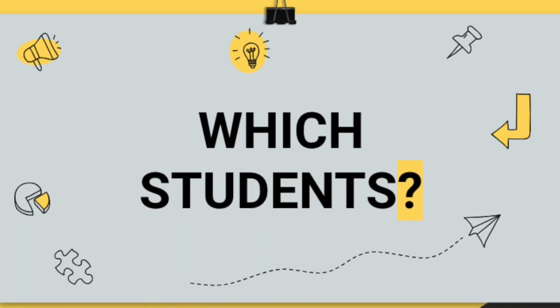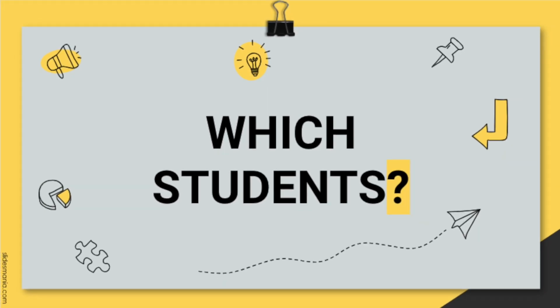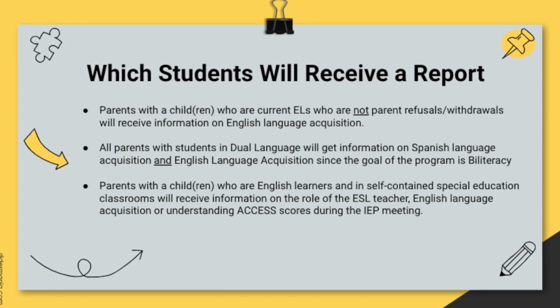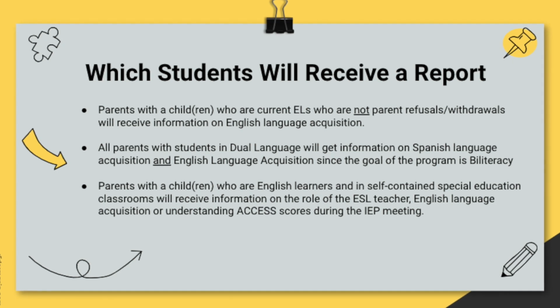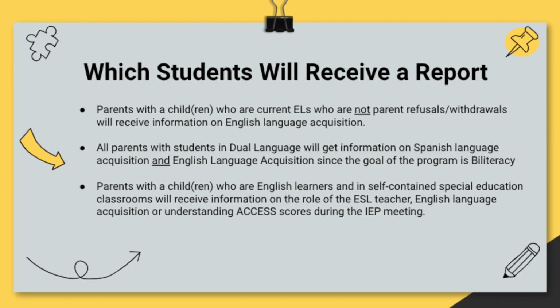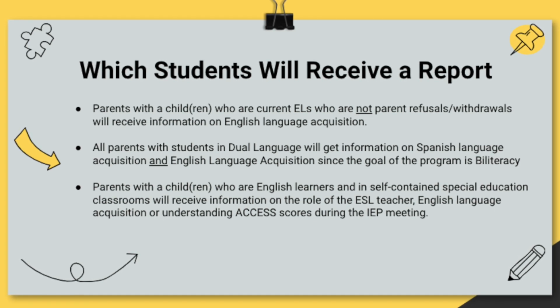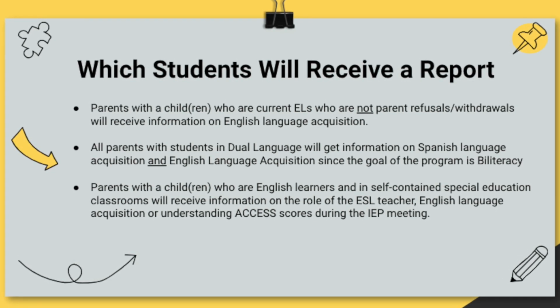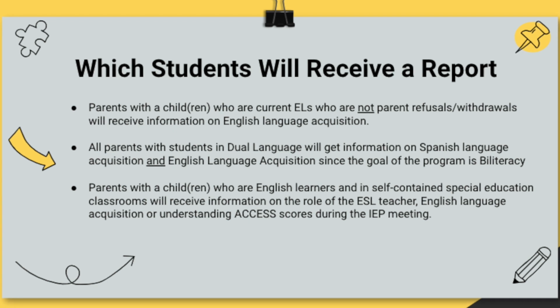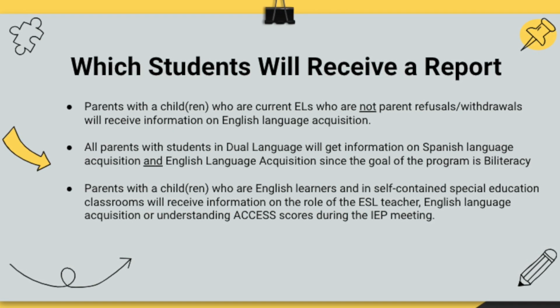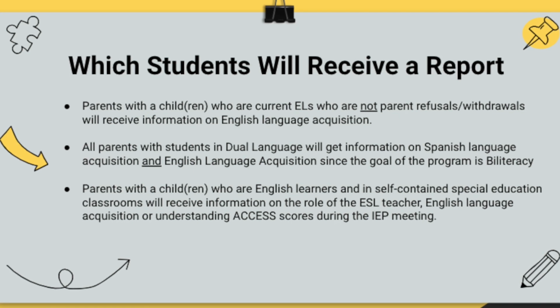You're probably wondering which students and families will receive this report. Parents with a child or children who are current English learners and who are not parent refusals or withdrawals will receive information on English language acquisition. All parents with students in dual language will get information on Spanish language acquisition and English language acquisition, since the goal of the program is biliteracy.